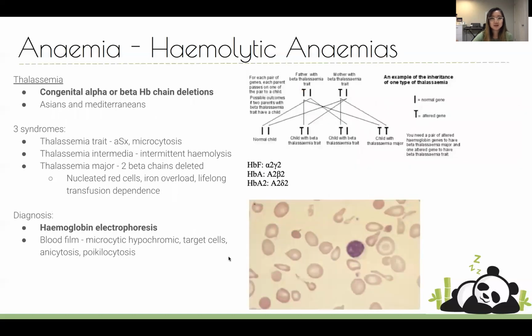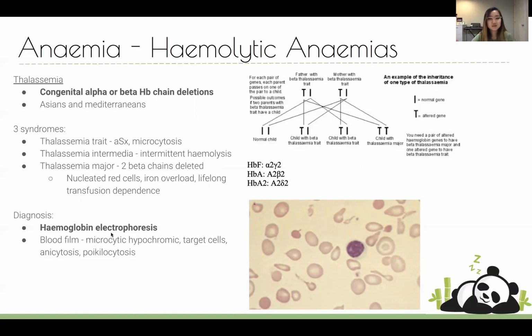Nice. Thalassemia. These are when you have congenital alpha or beta hemoglobin chain deletions. It's common in Asians and Mediterraneans, and they have 3 syndromes. So if you just have the trait, then you're asymptomatic. Basically, if you have intermedia, then you can have intermittent hemolysis, and then if you have major, that means that 2 beta chains are deleted, and then that's when you get lifelong transfusion dependence.